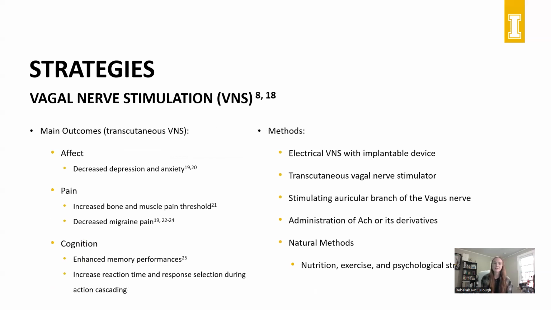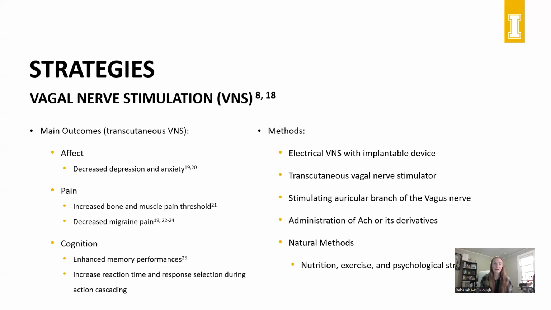So within that vagal nerve stimulation, some of the research that's been done within this field, there are a couple of main outcomes that they've looked at, and the ones that I've reported here are after transcutaneous vagal nerve stimulation. So that's where they put electrodes on the ears and stimulate the vagal nerve that way.